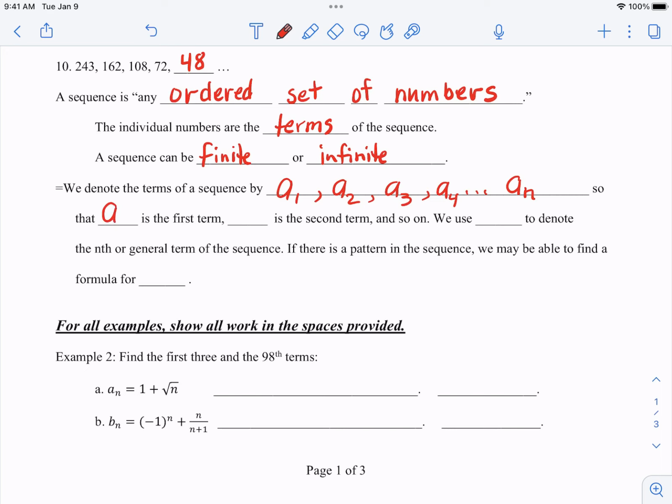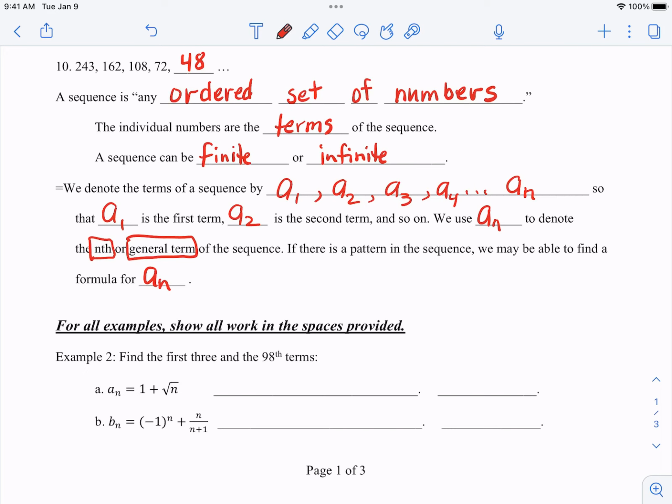So a sub 1 is always the first term. A sub 2 is always the second term, etc. And then a sub n has two uses. Sometimes it's the actual nth term. Maybe you're trying to find the 26th or the 28th. Or you could just say, well, the nth term is the general pattern. And so sometimes you're asked to find the nth term in a formula. And if there's a pattern, then we should be able to find mathematically a formula for how do you get a sub n. And we'll be doing that a lot in this section, in this chapter.